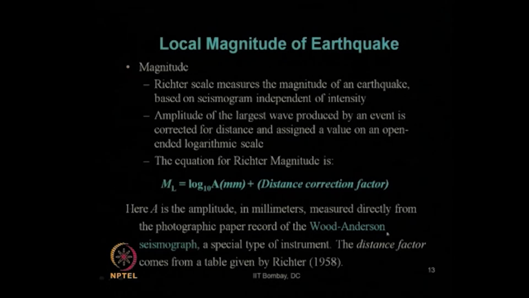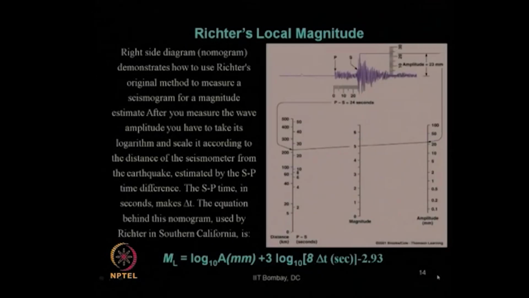That is the typical seismograph, as I said, devised by Wood and Anderson. That seismograph has to be used. So, we take the direct reading of that amplitude in millimeter unit and put it here, and the distance correction factor comes through a table which was proposed by Richter in the year 1958. So, this is how this Richter local magnitude is calculated.